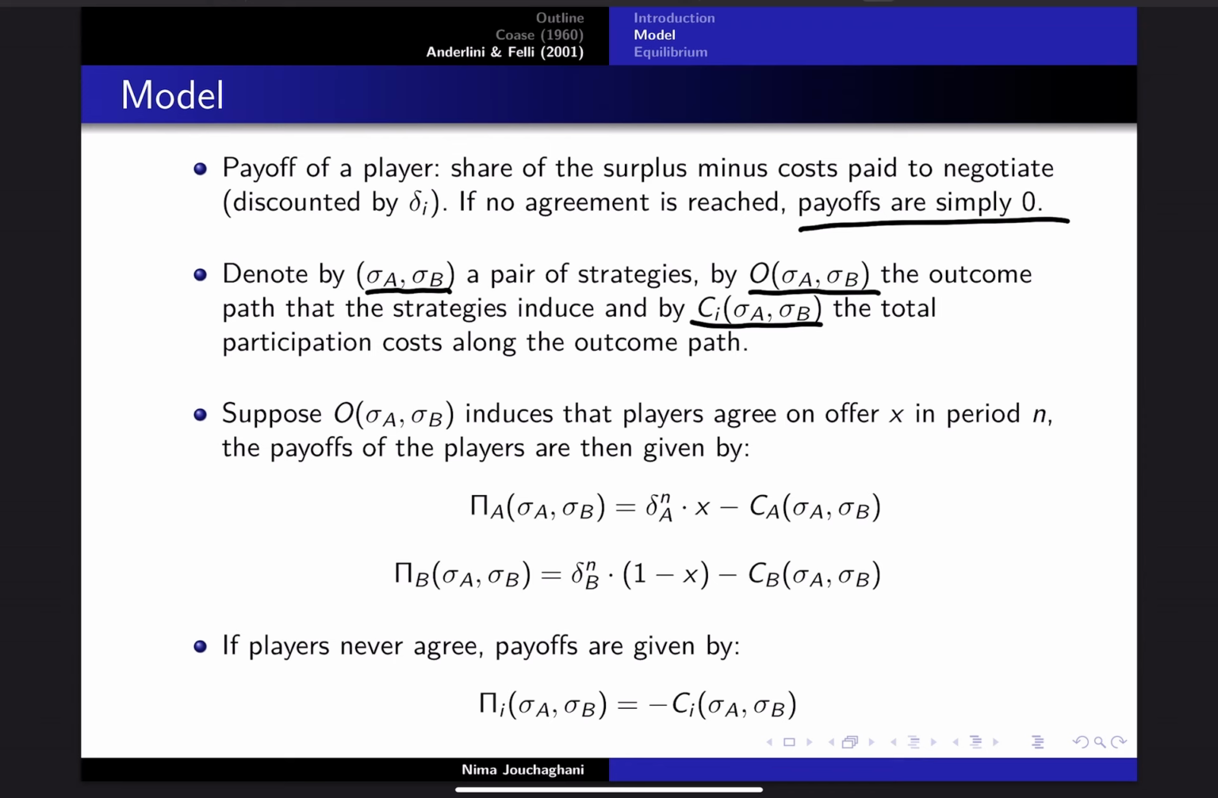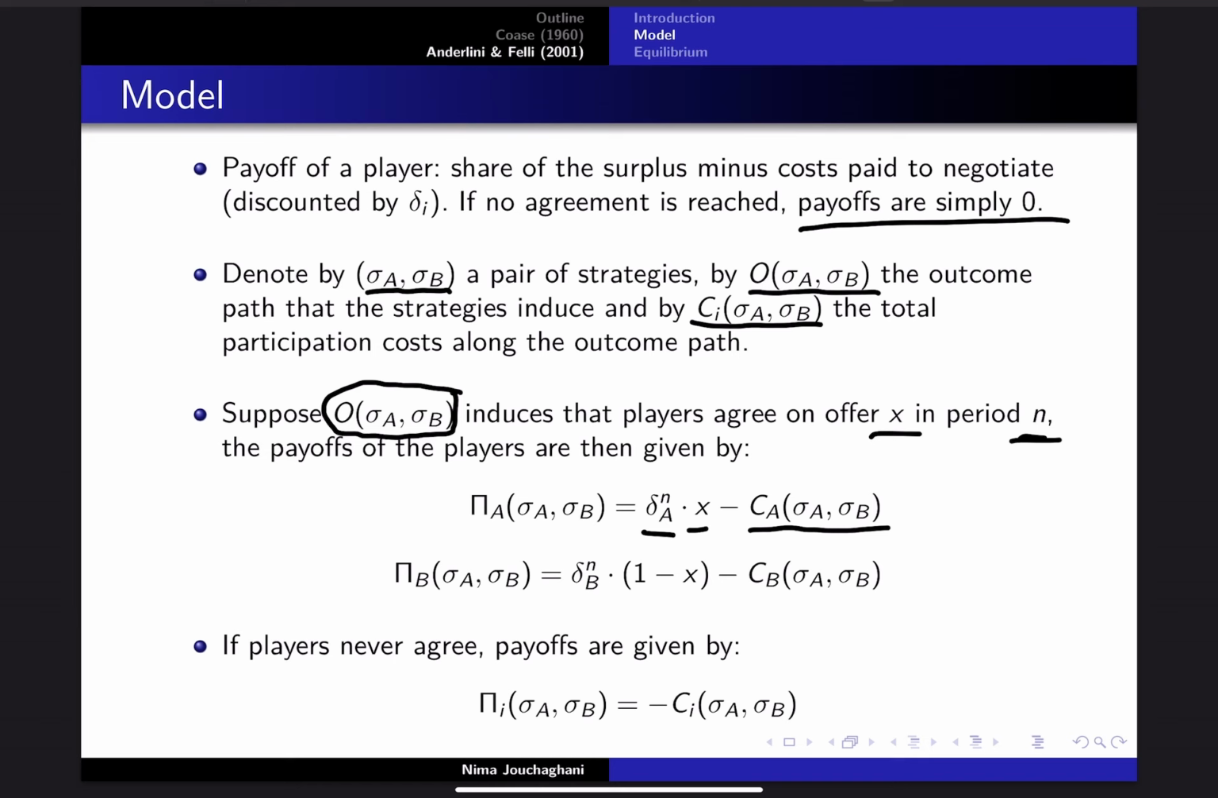So let's now assume that this big O sigma A sigma B induces that the players agree on offer X in period N. Without loss of generality, we make no statement on who made the offer. Then, if this happens, the payoffs of the players are simply the discount factor of A to the power of N, because we already had N rounds, times the share of the surplus that A is getting, minus the costs of A, which he needed to incur in order to reach this point.